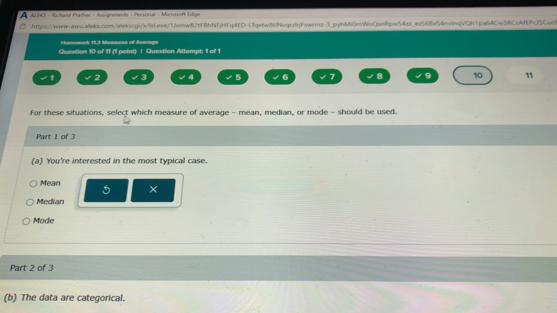Okay, for these situations, which measure of average, mean, median, or mode should be used? You're interested in the most typical case. Most is definitely mode.